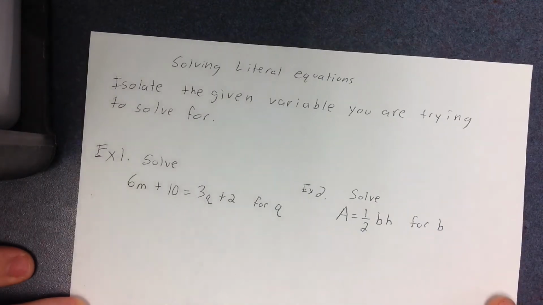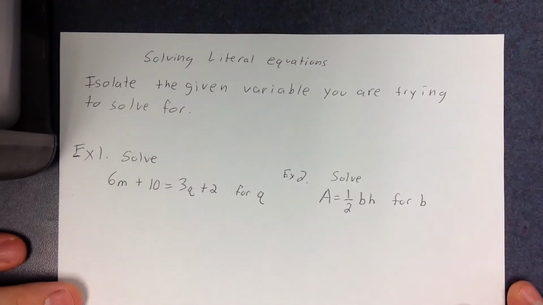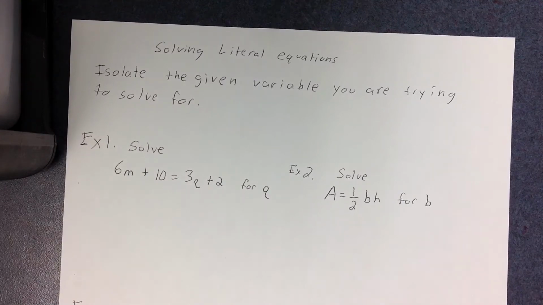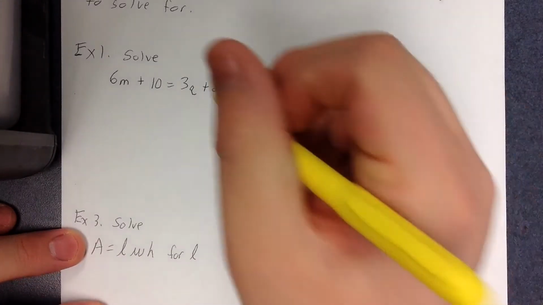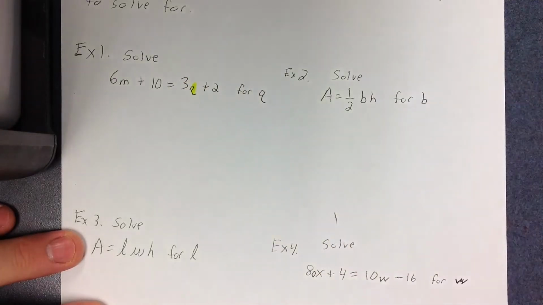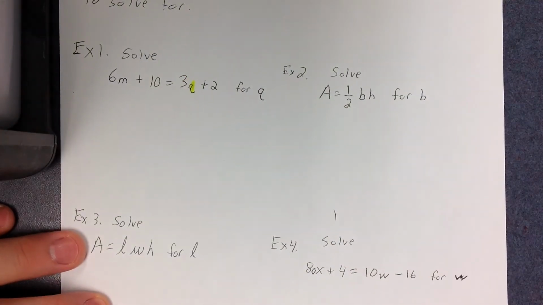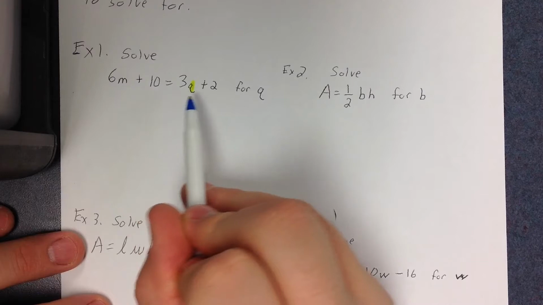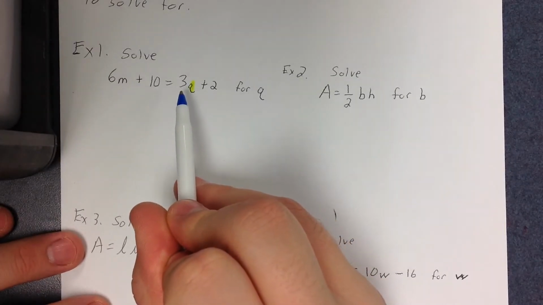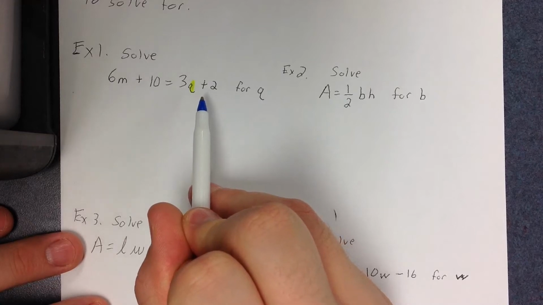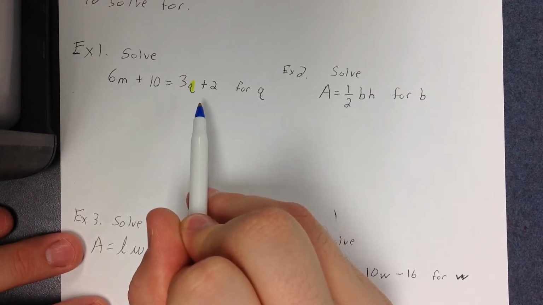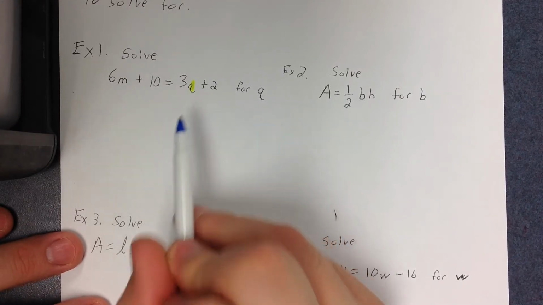Okay, solving literal equations. We're trying to isolate the given variable you are trying to solve for. So number 1 says we want to solve 6m plus 10 equals 3q plus 2, and I want to solve that for q. So this is the variable I'm trying to get by itself. If we think about what's on that side, the q is being multiplied by 3, and then we're being added by 2. So again, we still want to get rid of the addition or subtraction on the side of the variable we're trying to solve for.